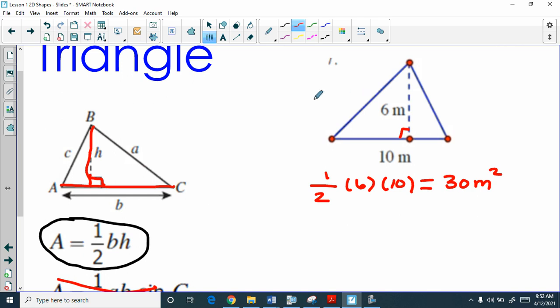Now, if we wanted to find the perimeter here, we would need to know the values of the side lengths, but here we don't actually know the values of those side lengths, so therefore we can't find the perimeter for this shape without knowing the length of this side here and this side here.